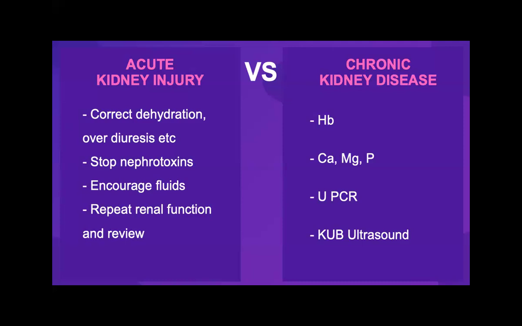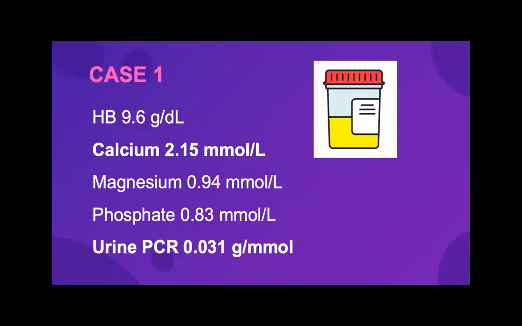So if we think about our case, we didn't find much on history or exam to suggest an AKI, so we went on to do some investigations for him. So as you can see here, his HB, as we saw before, was a little bit low, 9.6. His calcium was also slightly lower, 2.15, had a normal magnesium and phosphate level. And then the UPCR came back as 0.031 grams per millimole, which is raised.